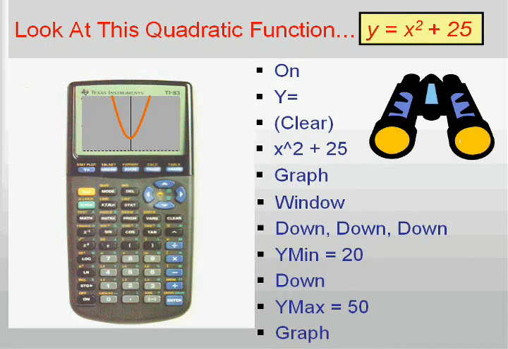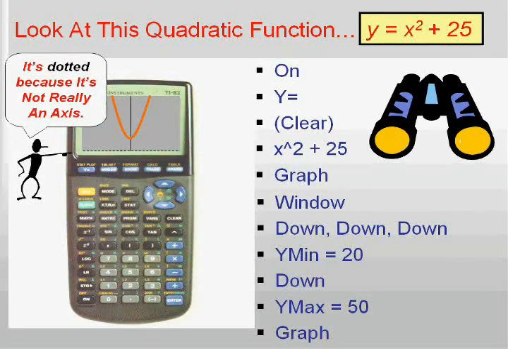Now it's interesting to note that this dotted line here is not really an axis. That's why it's dotted. It's to warn you that it's the edge of your window, but it's not the x-axis. It's to warn you that you're not looking at a standard window.